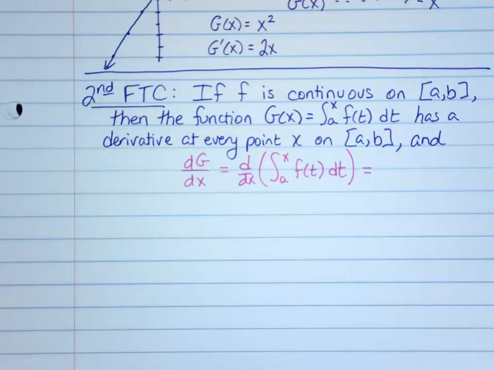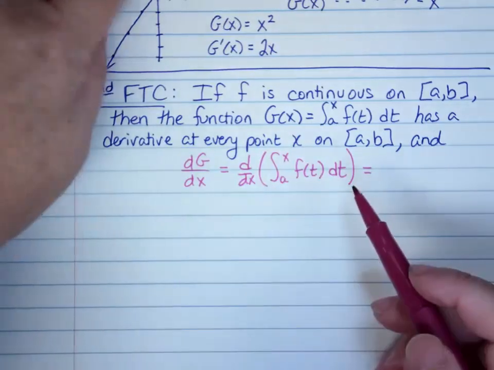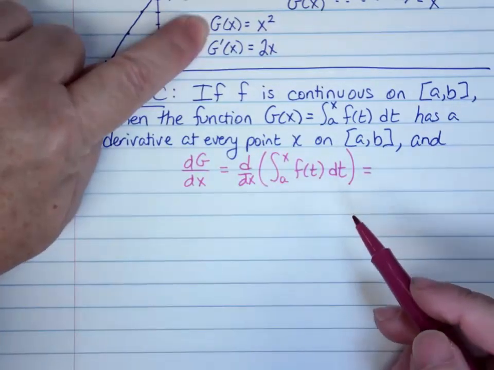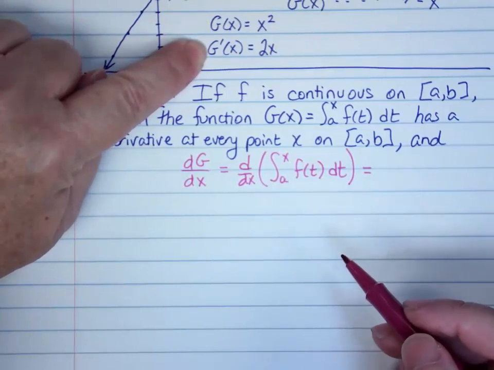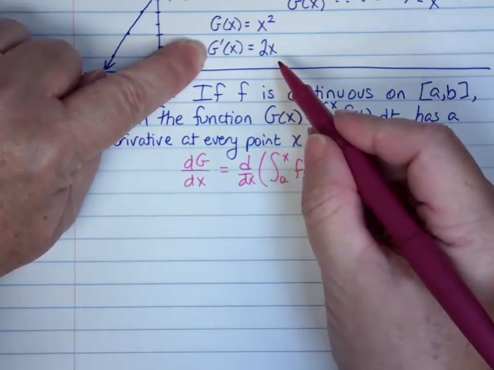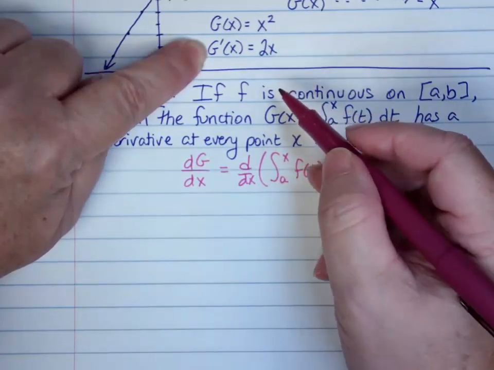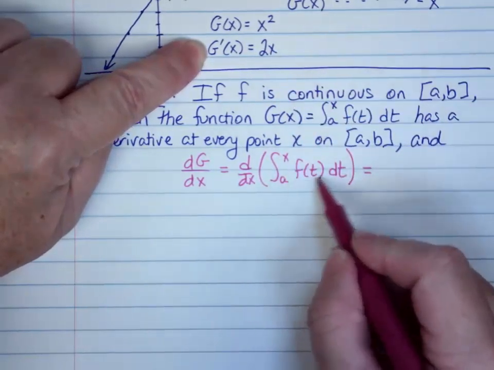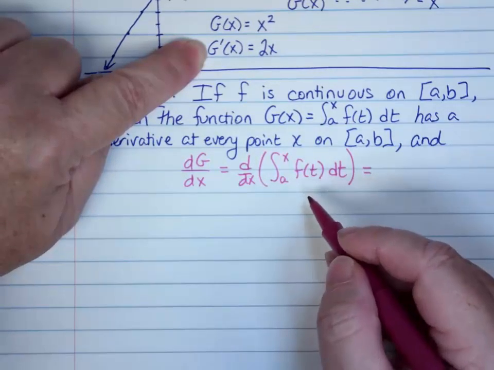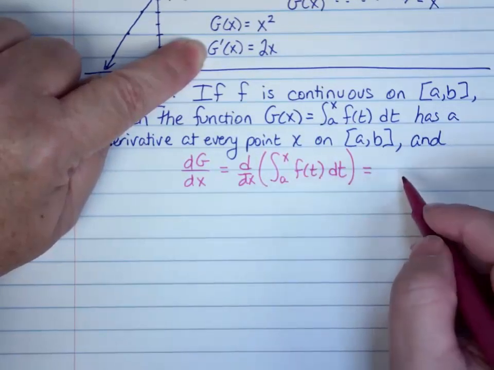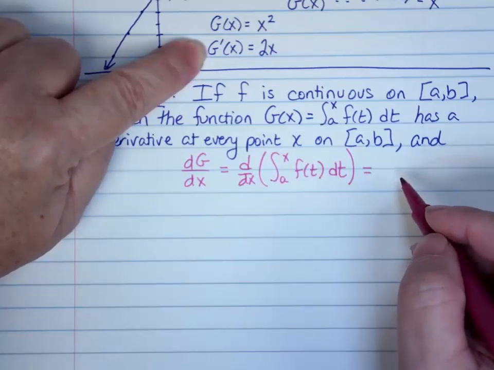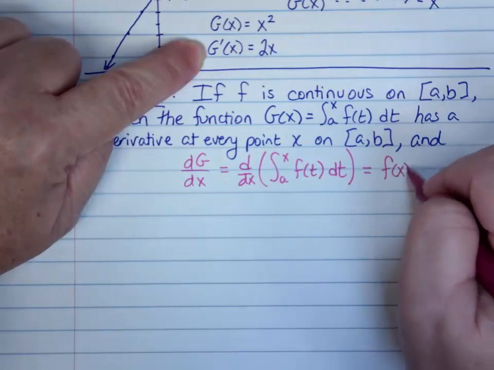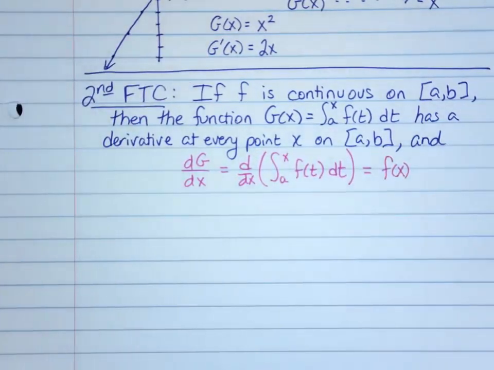Now, I want to refer back to the previous problem. When we did the algebra, we came out with g of x equals x squared. What was the derivative of my answer? It was 2x, right? And what was the original equation? 2t. So if the inside starts out as f of t, what do you think it's going to be when I take the derivative? Any idea? It's f of x. The function stays the same, the letter just changes. Okay?